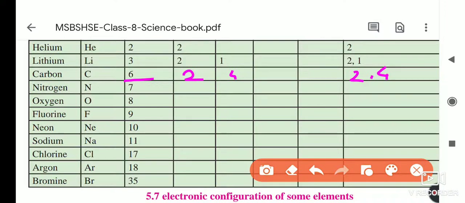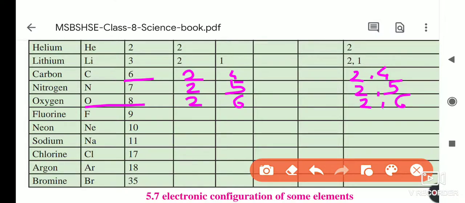Next is nitrogen. So 7 electrons are there. Out of 7, first 2 will enter the first orbit, and the remaining 5 will enter the second orbit, and the electronic configuration is 2 5. Next is oxygen, atomic number 8. So out of 8, first 2 will enter the K shell, and 8 minus 2, that is 6, will enter which orbit? The L orbit, or the second orbit. So the electronic configuration is 2 6.